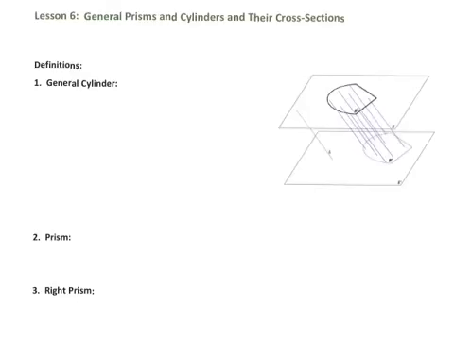In this lesson, we're going to define general prisms and cylinders, and then in class we'll talk about cross sections. So we'll start right off with the definition or some properties of a general cylinder.